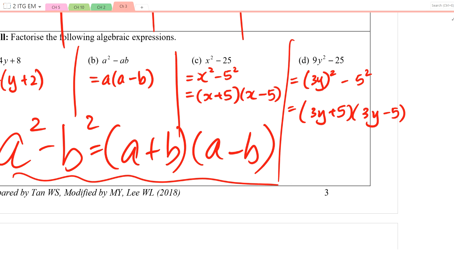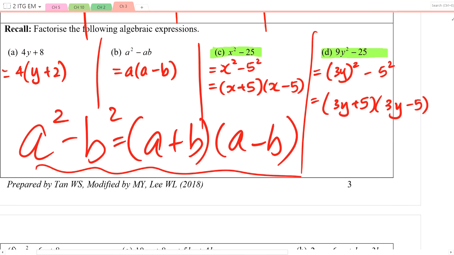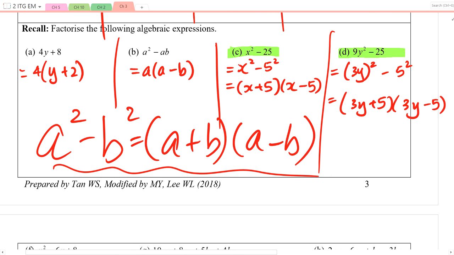Then I would like you to take a highlighter, highlight these two questions. Because if I were to set the paper, I will make sure these will come out. But I'm not setting the paper, so I don't know whether it will come out. But if I am, I will test this, definitely. Because everybody knows how to do A and B, right? C and D is what we want to test.